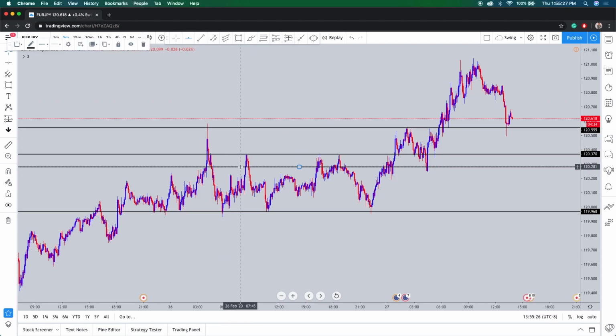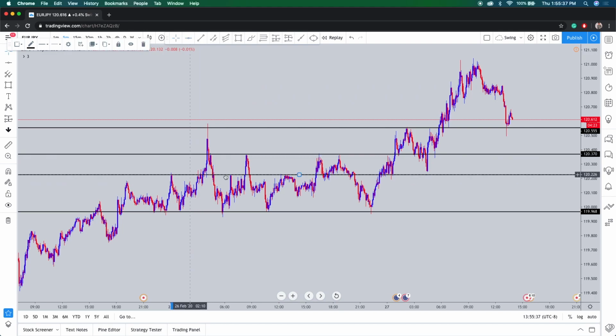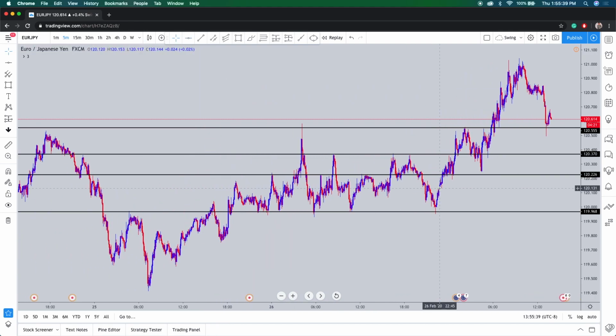Let's say we just put it there. That's not really a good level. So what do you do? Okay, that didn't work. Let's try it there. Oh, okay. Wow, look at that. That's a level. Let's keep it there, right? Price interacted with it quite a bit.